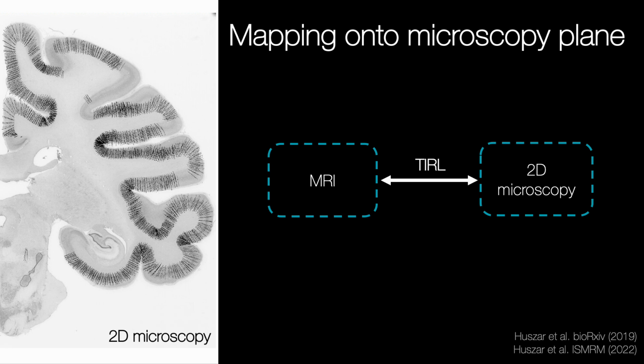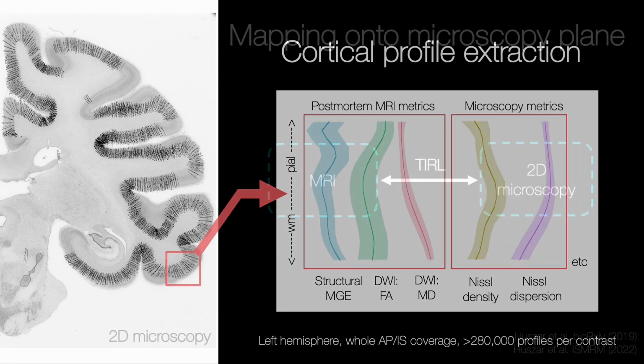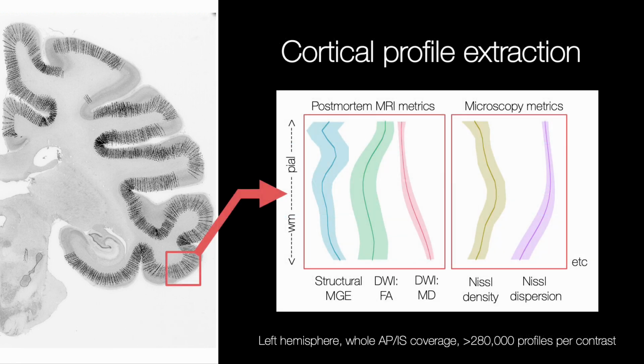This was done using TIRL, where on the left I show preliminary results where the cortical profiles have been mapped onto the microscopy plane. Various MRI and microscopy metrics were then sampled across these profiles, where in this early analysis we analysed over 280,000 profiles per contrast from the left hemisphere. On the right, I'm showing the average profile from the red region of interest.